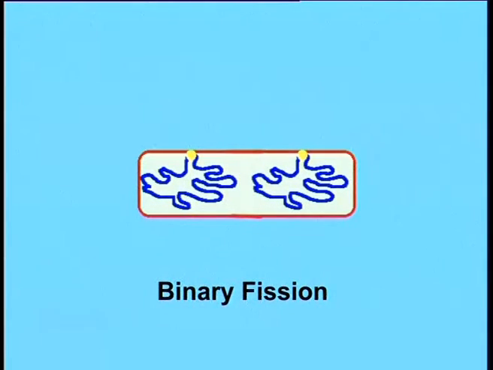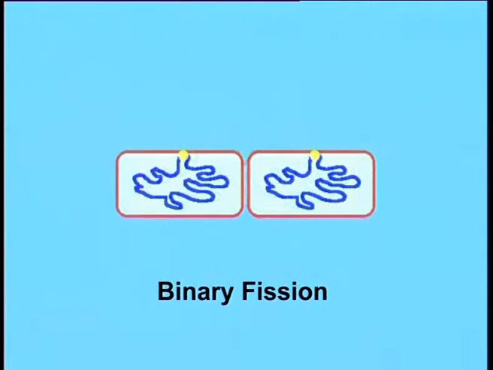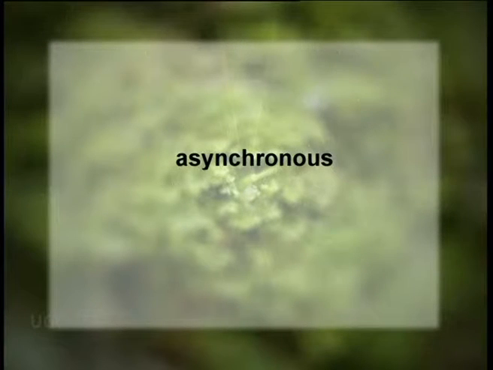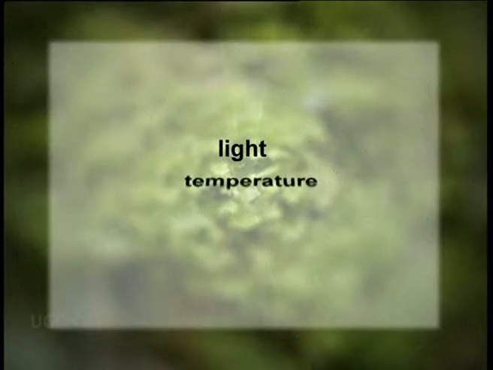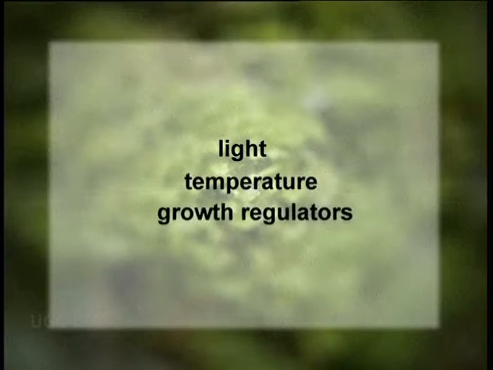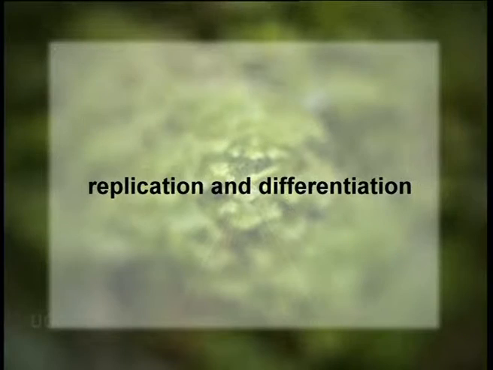A constriction develops near the center of the plastid and two progeny chloroplasts result from a pinching together of membranes in this region. Chloroplast division appears to be generally asynchronous in a given plant tissue or cell. However, a number of environmental factors including light, temperature, growth regulators, and minerals are known to influence replication and differentiation.